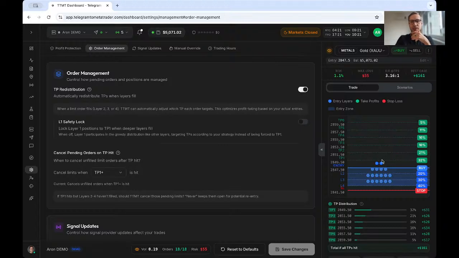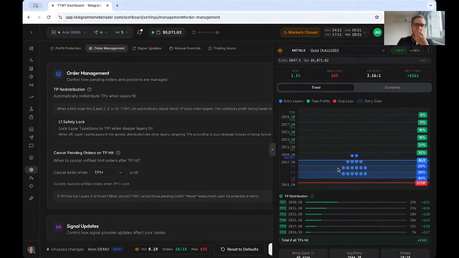Order management, TP redistribution. This is a very important thing. It's one of the core functions of the system. I'll explain it in a moment. You have multiple entries, but when you open the trade, all of your positions are in layer 1. When price is retracing and approaching layer 2, you can see here in the preview, those orders will be filled and will become positions as well.